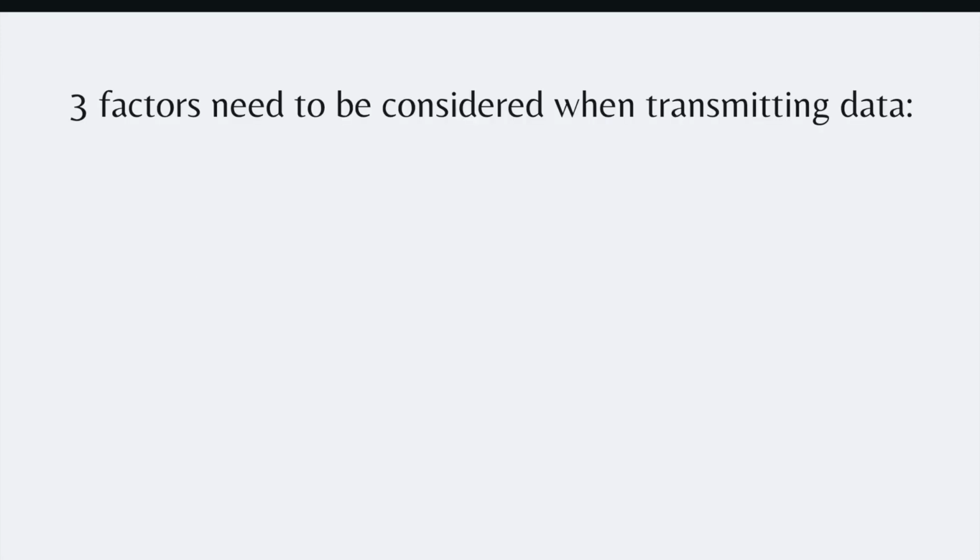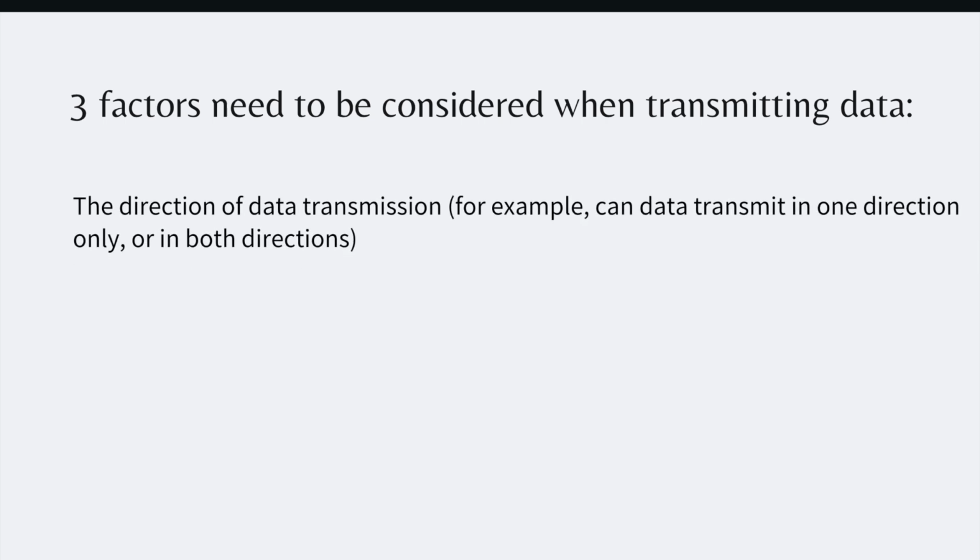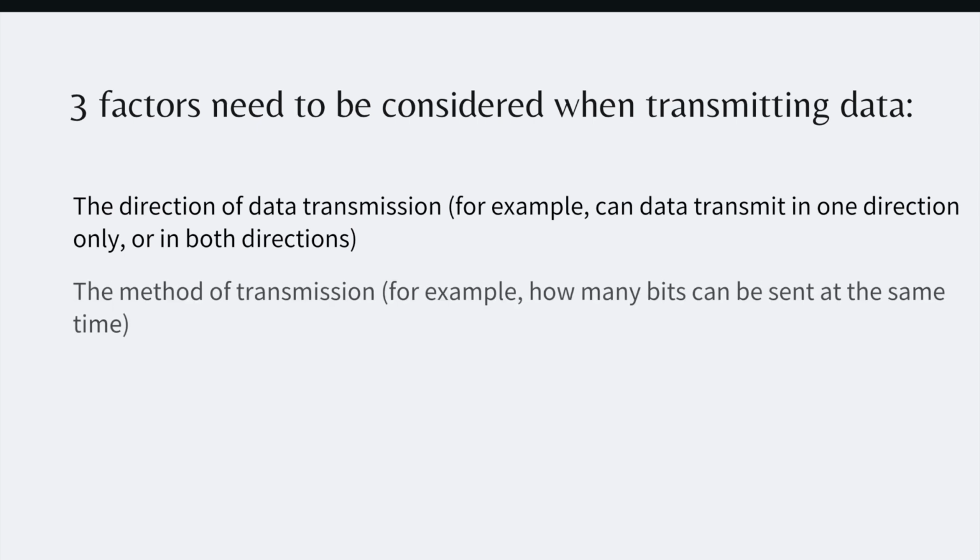Let's talk about data transmission. There are three factors that need to be considered when transmitting data. The first factor is the direction of data transmission. For example, can data transmit in one direction only or both directions?